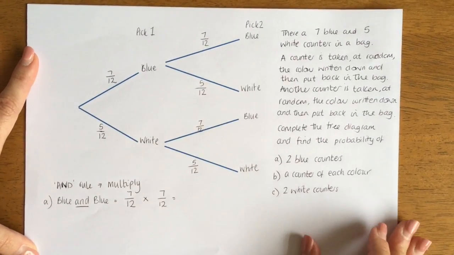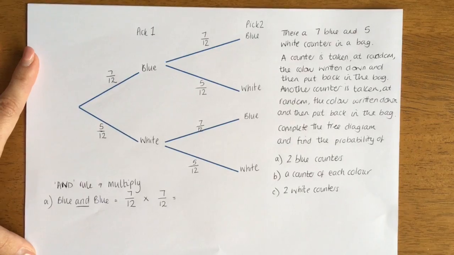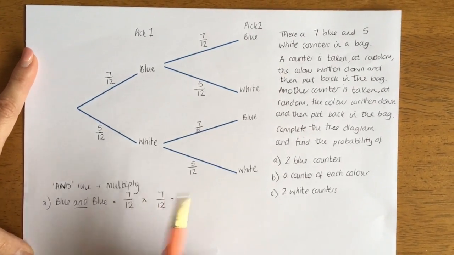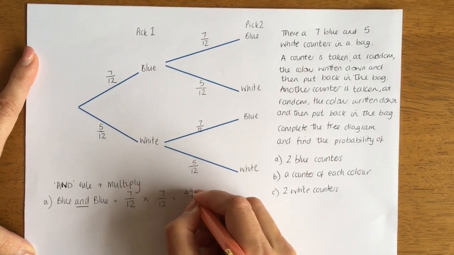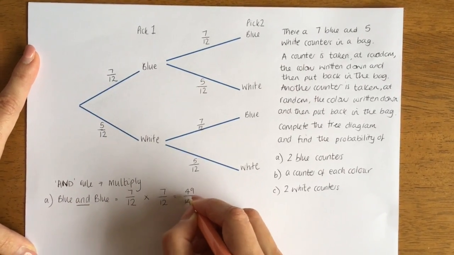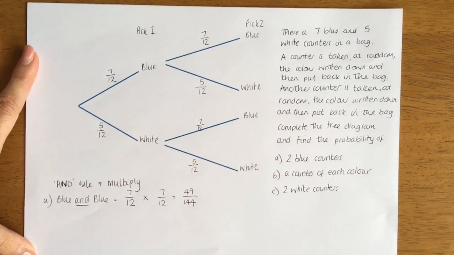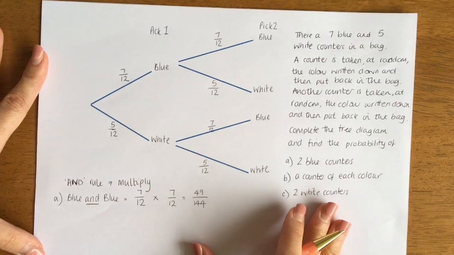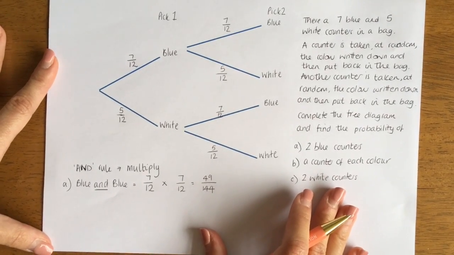Multiplying fractions is easy. You don't need to worry about making denominators the same or anything like that. You just literally multiply the numerators. So 7 times 7 is 49. 12 times 12 is 144. That is all you need to do. I don't need to cancel anything down. Just leave the answer as it is.